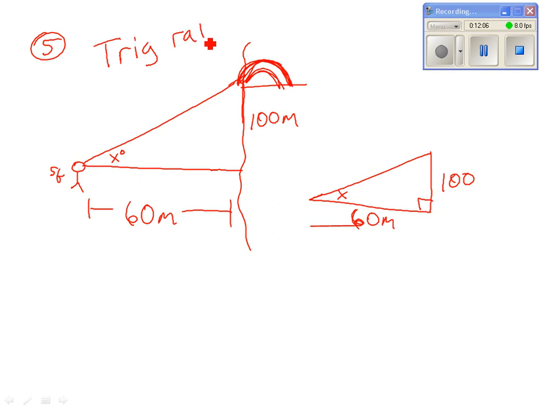With the trig ratios, make sure you remember your SOHCAHTOA: sine, cosine, tangent. It tells you which parts you're using, and you're going to set up an equation. Well, what we need to do is label this triangle. Which angle are we going to deal with here? This one, or this one? The one that's got X in it, because that's what we're looking for, right? That's how you know which angle you're dealing with.